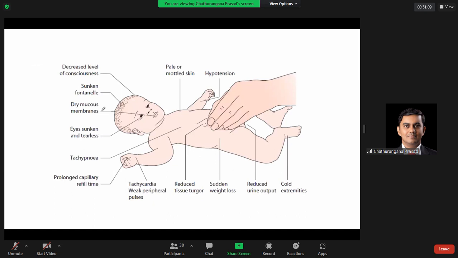So to correct dehydration, you need to know the dehydration level. As I said, in the WHO classification, there is either no dehydration, some dehydration, or severe dehydration. Here you can clearly see the features of dehydration. The child might be drowsy or irritable. The fontanel, especially in a small baby, might be sunken. There may be no tears when the child cries. The mucous membranes are dry. The child might be tachypneic or tachycardic with prolonged capillary refill time. Skin turgor might be reduced, and the urine output might be reduced.